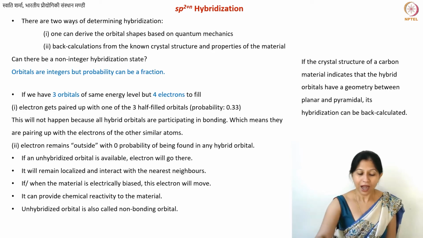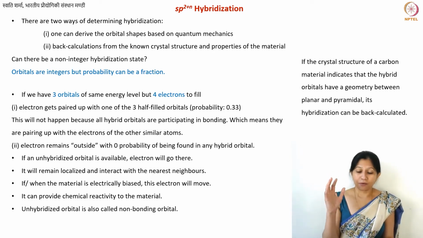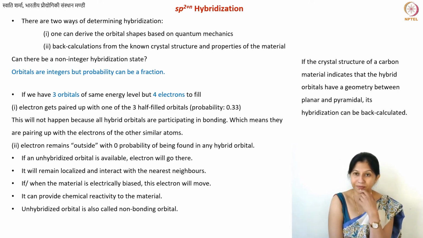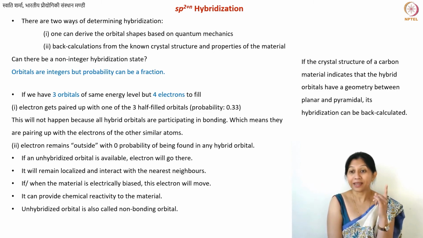However, if you have a certain type of crystal structure in your carbon material, which has its geometry between the pyramidal geometry of diamond and the trigonal planar geometry of graphite, if you have something in between, then the probability of finding the electron in the unhybridized p orbital is less than 1.